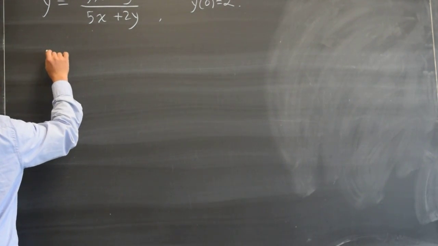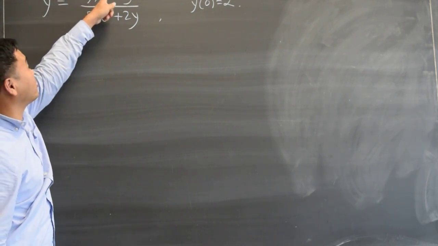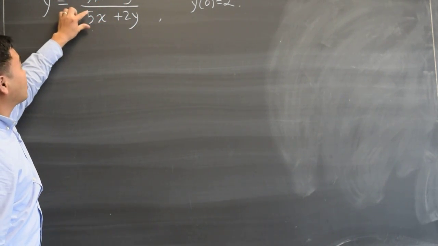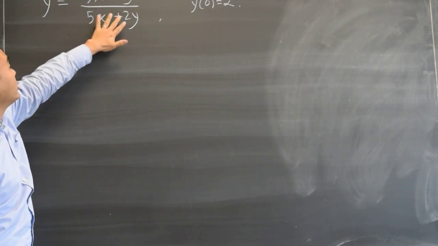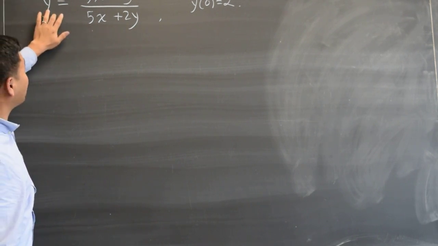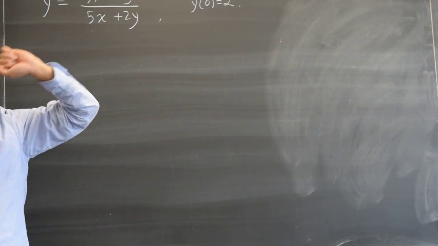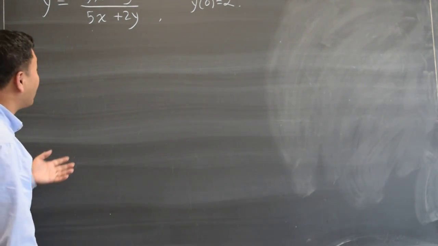So first check that the top is a homogeneous polynomial because it's order 1, order 1. The bottom one is also a homogeneous polynomial because it's order 1, order 1. So if you moved it over here, you'll have a homogeneous polynomial times y prime equals another homogeneous polynomial. And I told you that in this case, you definitely have a homogeneous differential equation.